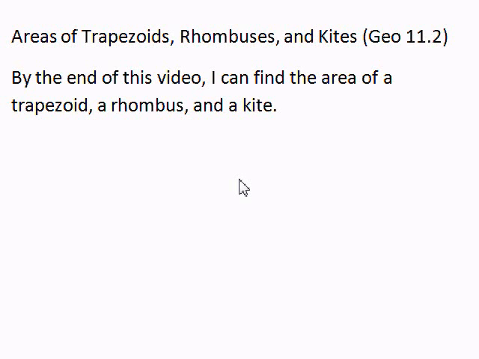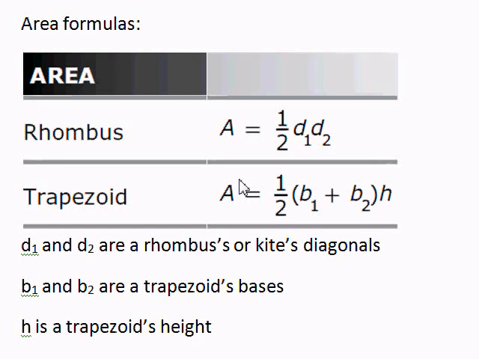Hello, welcome back. Today we're going to be talking about finding the areas of trapezoids, rhombuses, and kites. And by the end of this video, you should be able to find the area of a trapezoid, a rhombus, and a kite. Here are the area formulas you have to know for this unit.